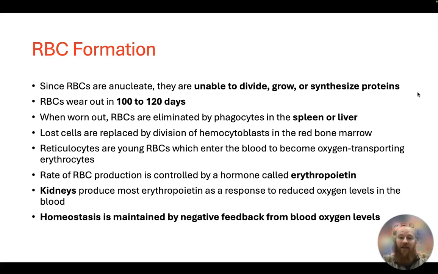Lost cells are going to be replaced by the ongoing division of these hemocytoblasts that we just covered in the previous slide. You can find those in the red bone marrow. And then the rate of red blood cell production is again controlled by that hormone, erythropoietin. The kidneys are what produce that erythropoietin in response to reduced oxygen levels. And ultimately, this means that our homeostasis in this system is going to be maintained by a negative feedback loop, ultimately controlled by our blood oxygen levels. So if we have that squared away, we're pretty good on red blood cell formation.